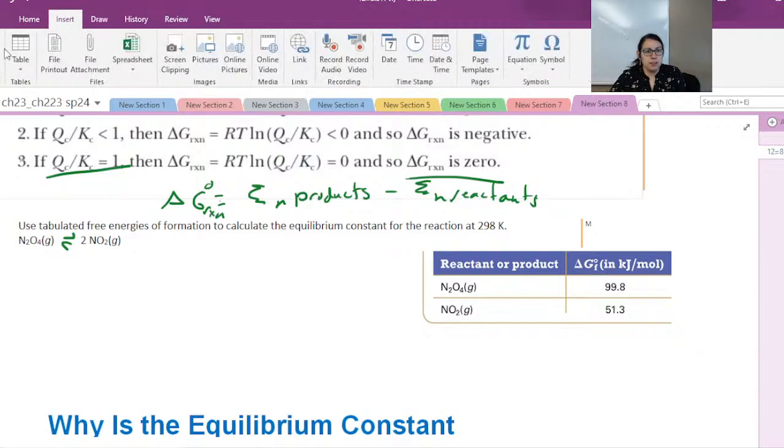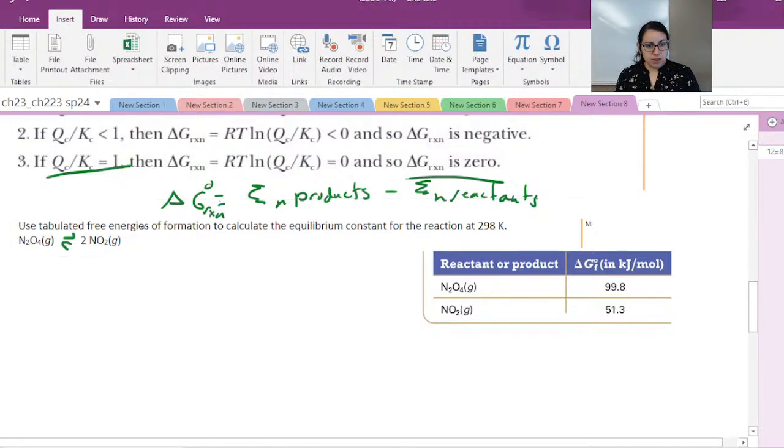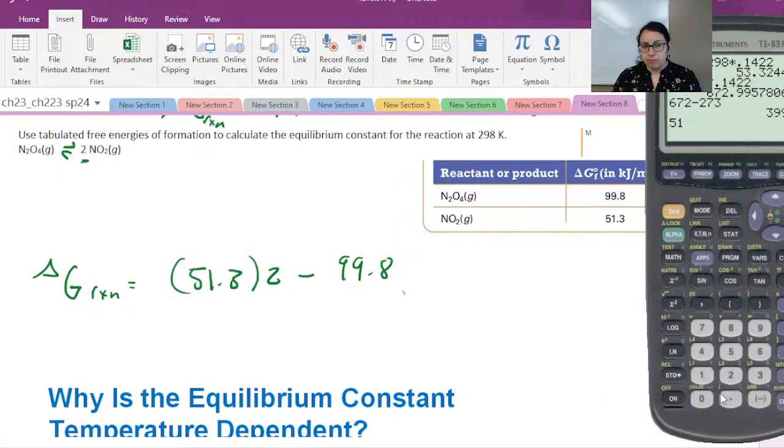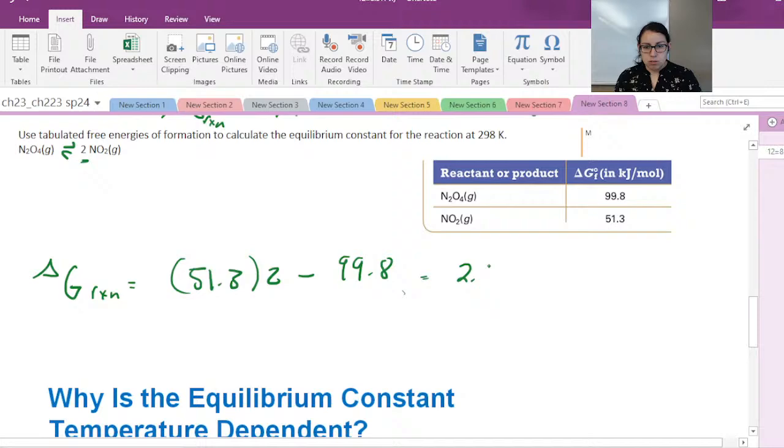All right, let's at least start hearing what we did. So again, first part was we just had to find our delta G of our reaction. The only tricky part was you had a 2 here for your NO2. So if we take products minus reactants, then we have 51.3 for NO2 times 2 of it, because we have to sum all of it. And then minus our reactants, and we only had the N2O4, so minus 99.8, and it should be in kilojoules. So then I ended up with 2.8 for our change in G, so 2.8 kilojoules. So is that what other people got?